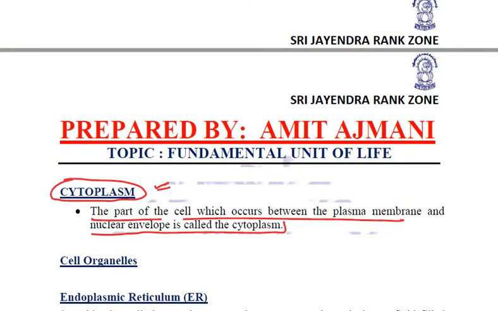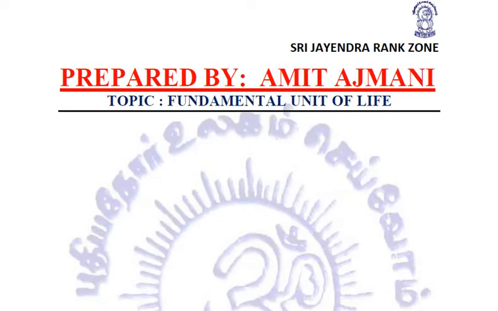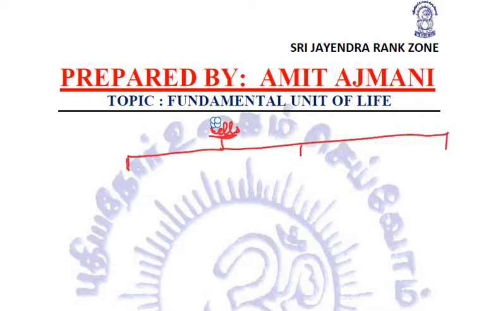This cytoplasm consists of various smaller cell organelles which we'll be discussing one by one. But first of all, let us try to relate what exactly we have studied till now. We have seen that when we are talking about particular cells, whether it is an animal cell or a plant cell, it consists of three basic structures.